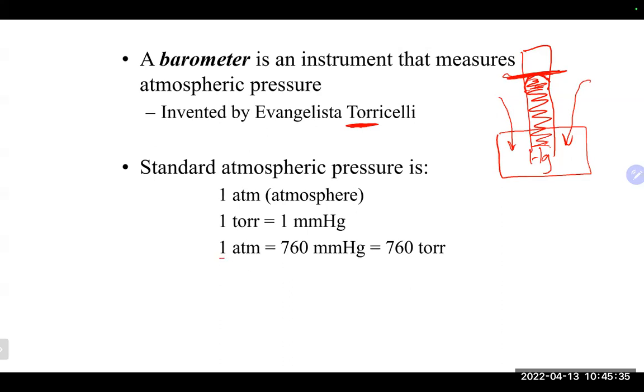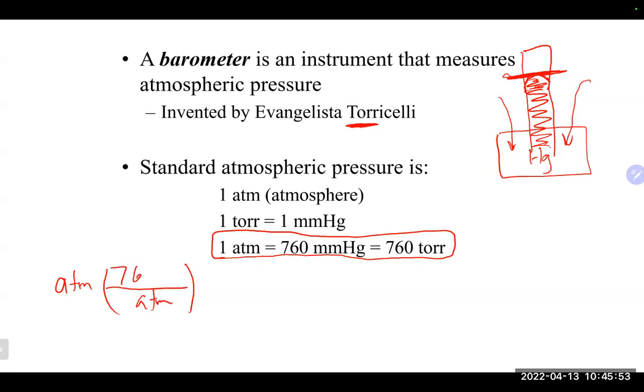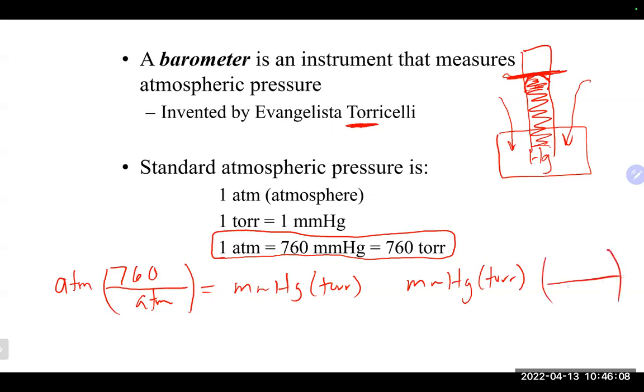And this is our relationship between those three units. An atmosphere is equal to 760 millimeters of mercury, or 760 torr. So as we probably talked about the other day, if you have atmospheres and you want millimeters of mercury or torr, you're going to multiply by that 760, and that will give you millimeters of mercury or torr, which again is a one-to-one relationship. Or vice versa, if you have millimeters of mercury or torr and you want atmospheres, you're going to divide by the 760. We'll get you there.